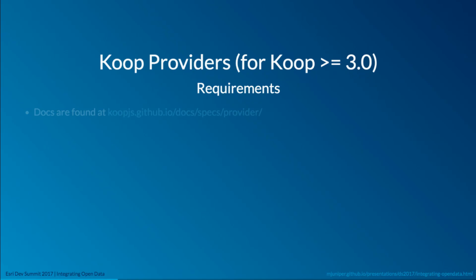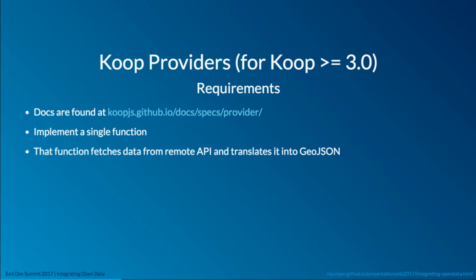And so for Coop providers, for Coop 3.0 or greater, which was just released, I think, last week, you can go to the docs. They're pretty clear, and we'll give you some examples and we'll link to other resources. But the basic nutshell is that you implement a single function in JavaScript. And that function, all it does is it's responsible for fetching data from an API and translating it into GeoJSON. And then you pass it to a callback, and Coop will handle the rest from there.